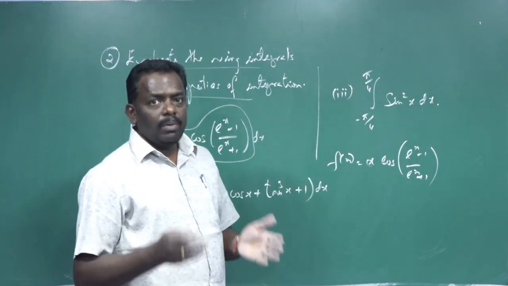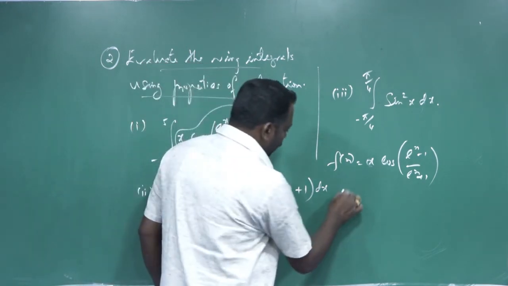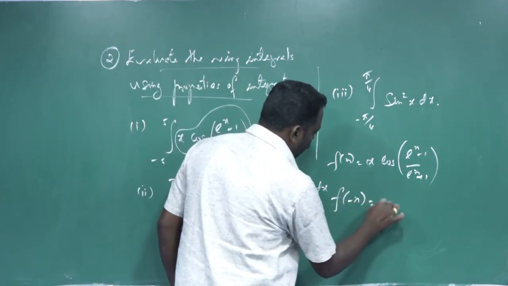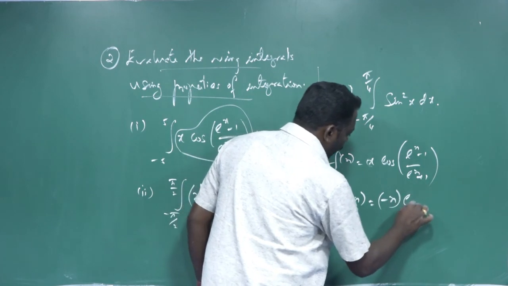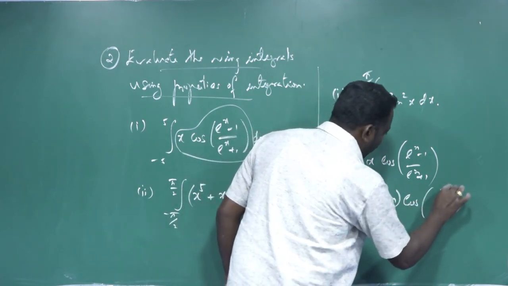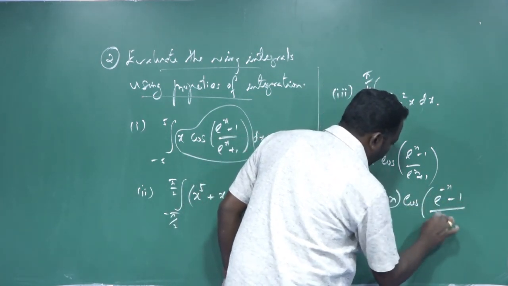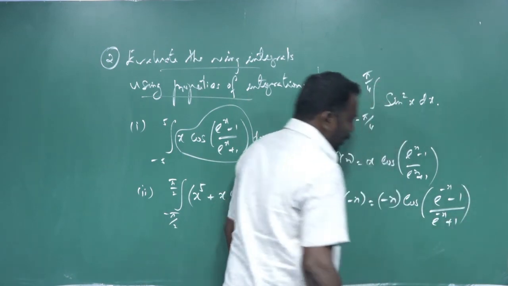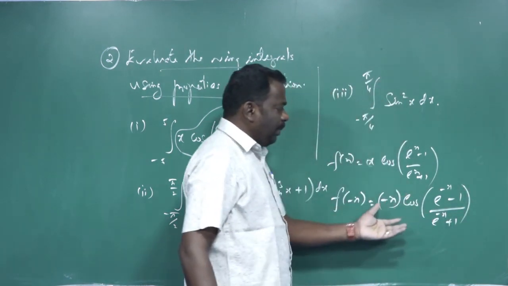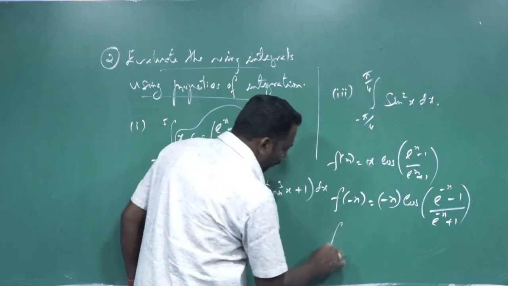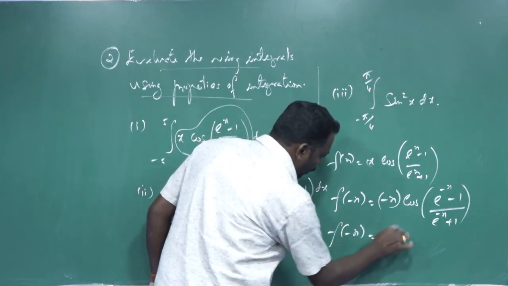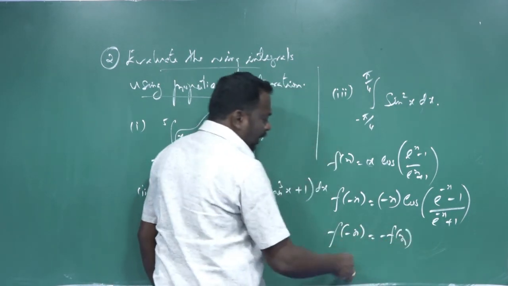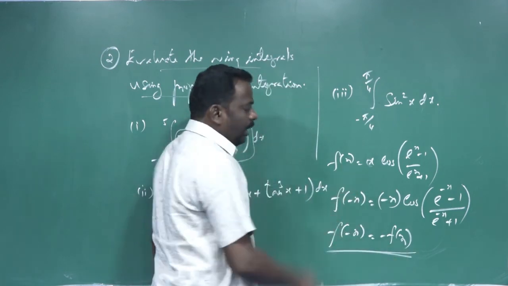Just we have to verify that replacing x with minus x, f of minus x is equal to minus x into cos of e power minus x minus 1 by e power minus x plus 1. Now if you simplify this equation, we will get a final answer equal to f of minus x that is equal to minus f of x. Therefore we can say the function is called an odd function.